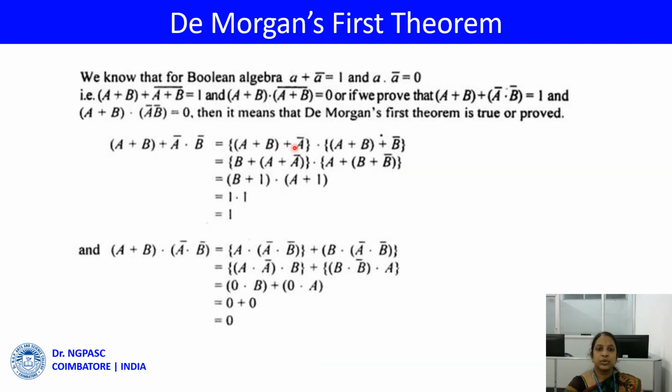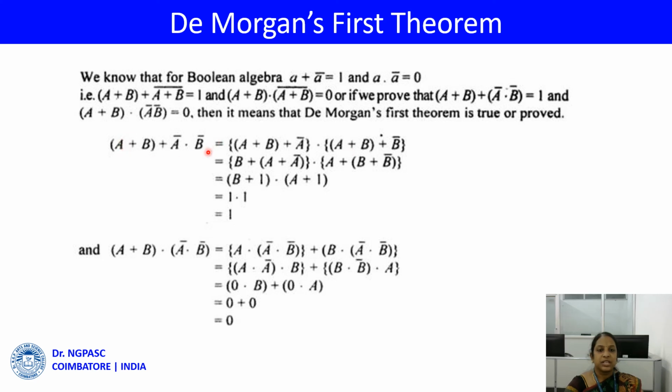So to prove it using Boolean algebra, A plus A complement is equal to 1 and A dot A complement is equal to 0, and De Morgan's first theorem will be proved if we prove that (A plus B) plus (A complement dot B complement) is equal to 1 and (A plus B) dot (A complement dot B complement) is equal to 0. So here you have (A plus B) plus (A complement dot B complement), which is equal to (A plus B plus A complement) dot (A plus B plus B complement).